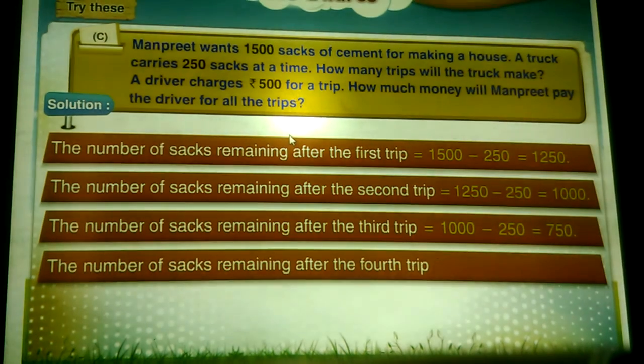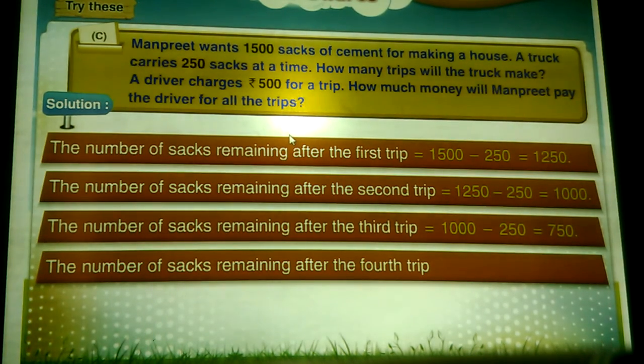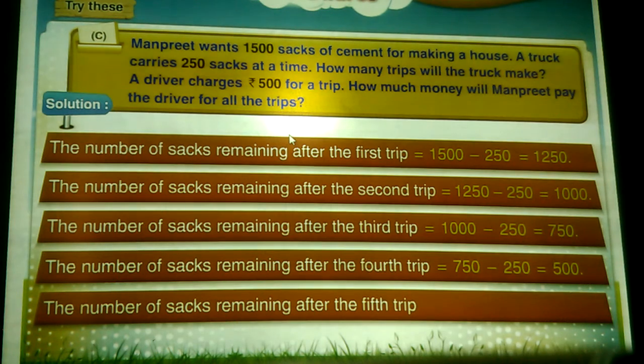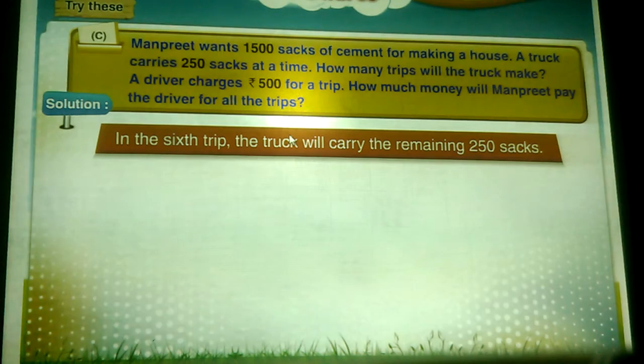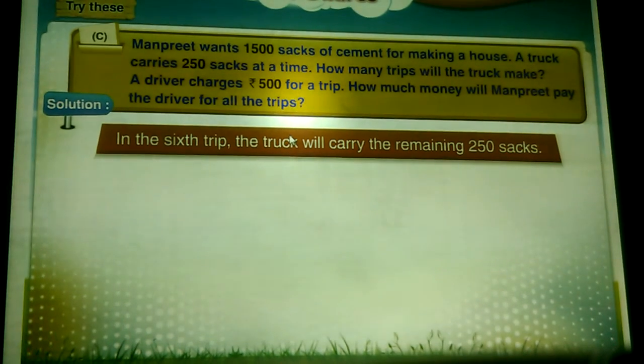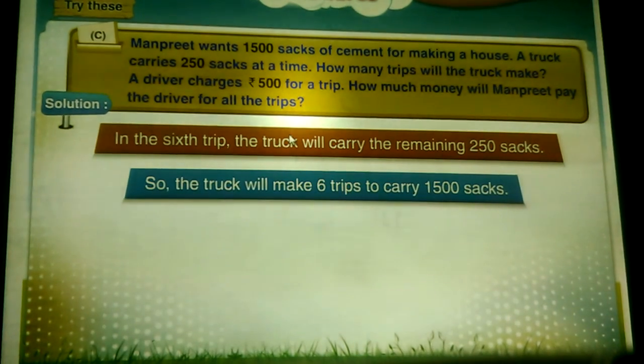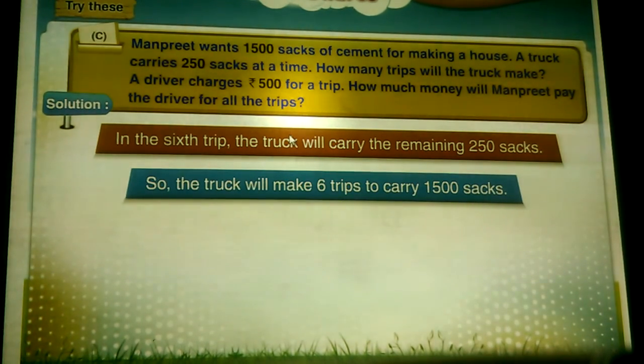The number of sacks remaining after the fourth trip is equal to 750 minus 250, which is equal to 500. The number of sacks remaining after the fifth trip is equal to 500 minus 250, that is equal to 250. In the sixth trip, the truck will carry the remaining 250 sacks. So the truck will make 6 trips to carry 1,500 sacks.